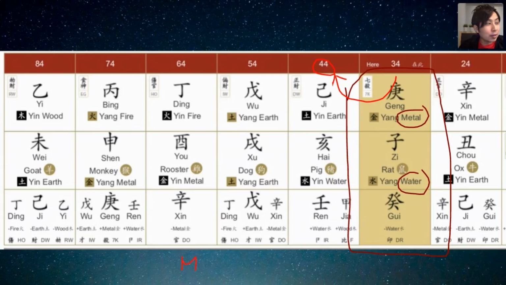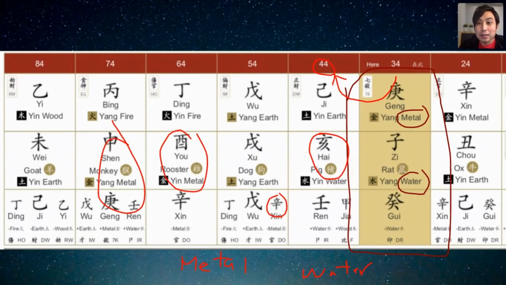Okay, let me write down here. This person needs what? Needs metal and water, right? So does the next luck pillar have metal and water or not? This one, the 44, of course, doesn't have the metal, but it still has water, right? So you still have water here, and then this one got metal. So this one also got metal. This one also got metal and water, right? So many, right? Yeah, so good.